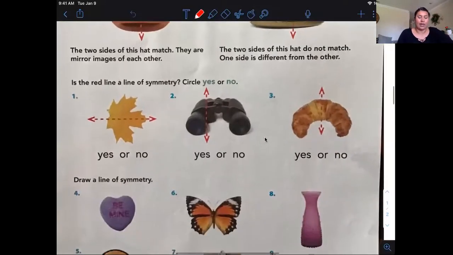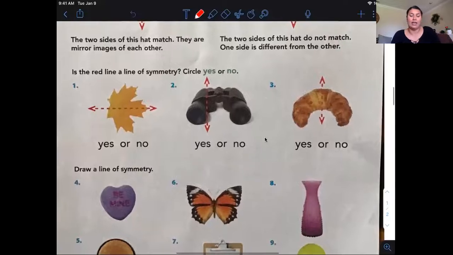Let's keep going. Is the red line a line of symmetry? You're going to get to circle yes or no. So remember, when you're looking at the line of symmetry, it should divide the object into two equal parts. That's the main thing, okay? So look at this leaf. Do you see the line of symmetry? Is it dividing it into two equal parts? Two halves that are the same? Yes, on this side it is.